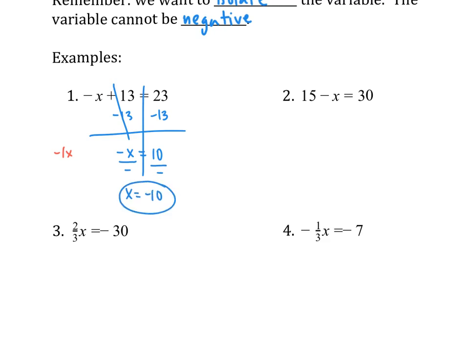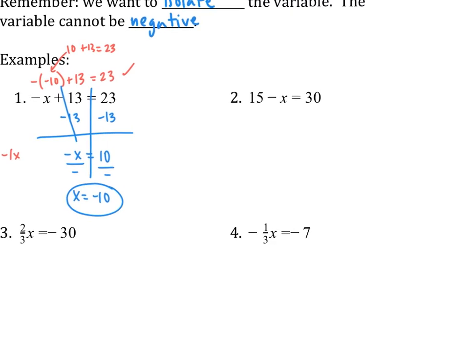And if I wanted to check my answer, I can plug that back in, and I will see negative 10 plus 13. If that equals 23, I'm right. And a negative 10 is really 10. So 10 plus 13 does equal 23, so I know I'm right.